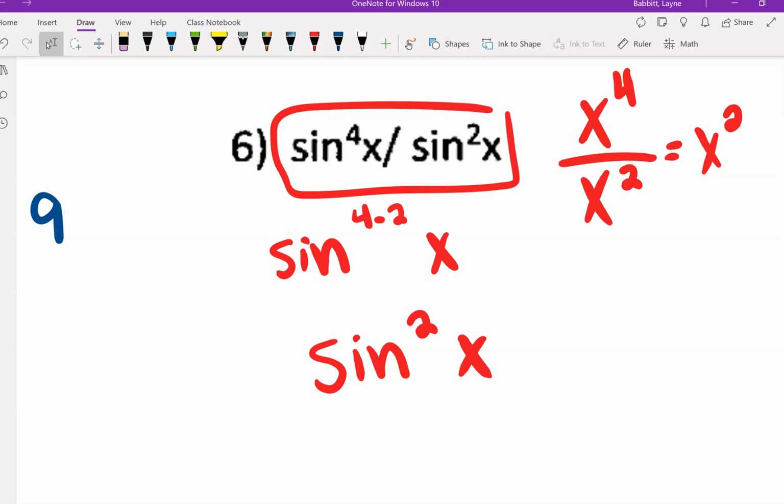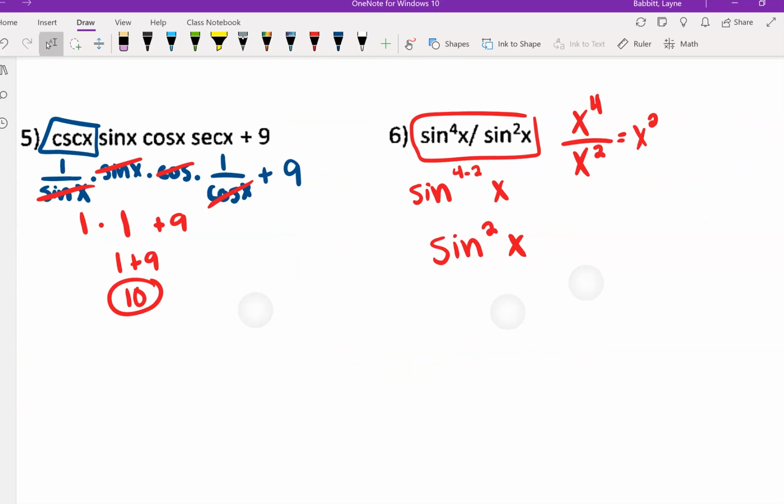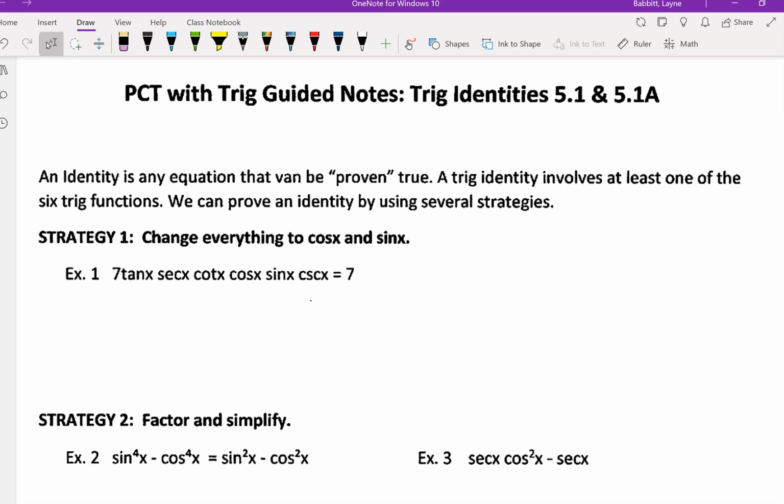Those are all just different ways that we can simplify. Sorry, my screen's freezing a little bit. There we go. Oh, frozen again. All right, finally got it to move. Sorry, my screen's being a little glitchy.